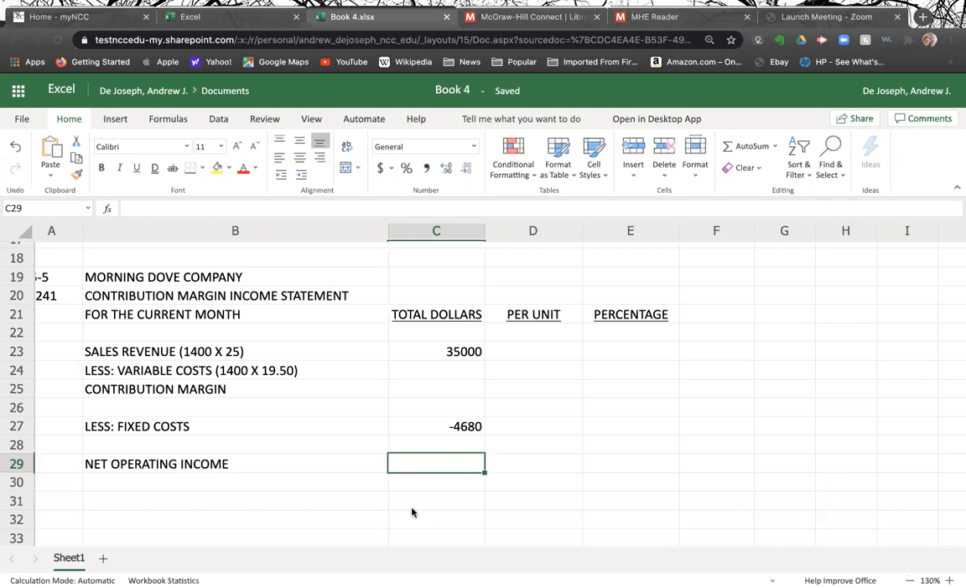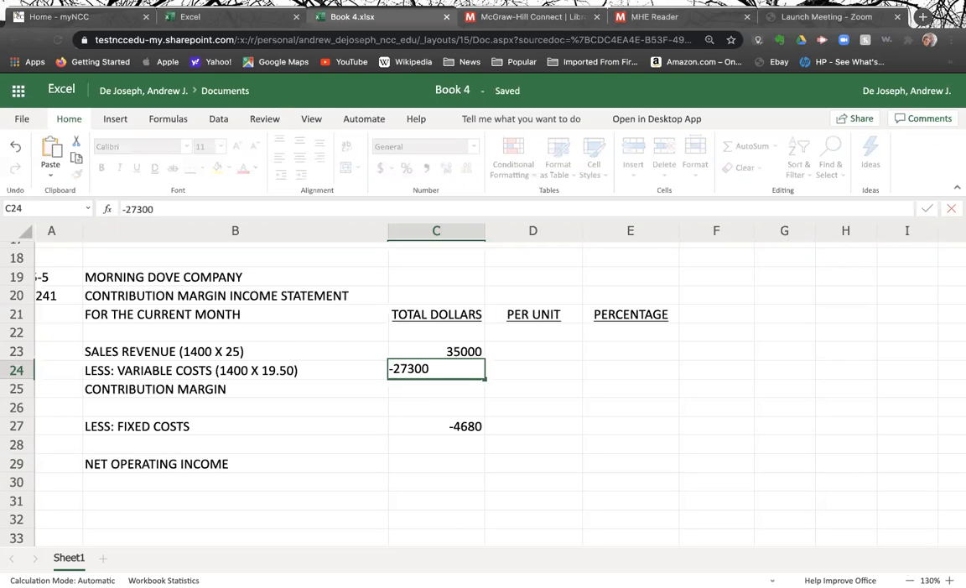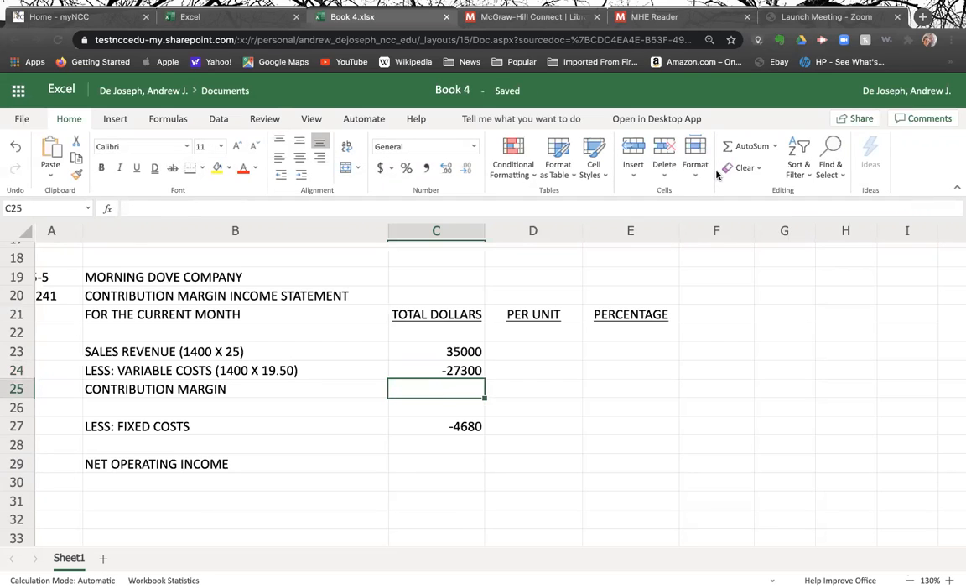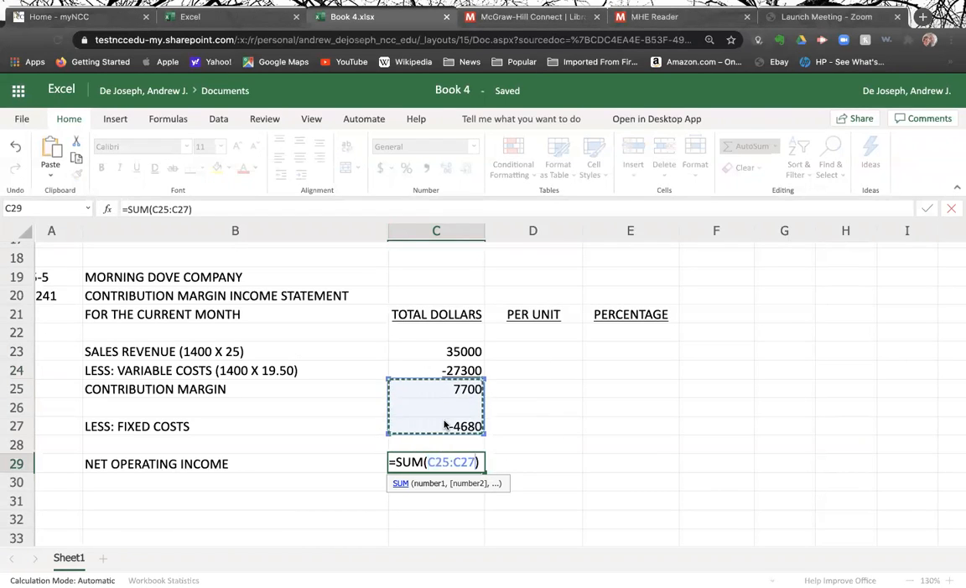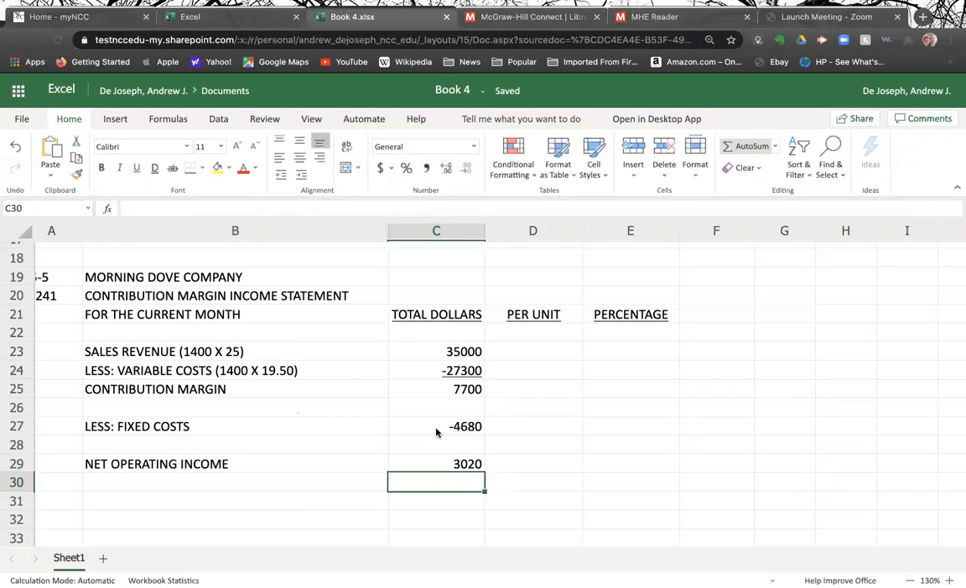Okay. So let's say what maybe you came up with, right? So now the variable costs, we have to take the per unit, which was $19.50, and multiply it by the 1,400 units, right? That's minus 27,300. So the contribution margin then is $7,700. Right, the fixed costs were $4,680. Right, so the net operating income, $3,020.